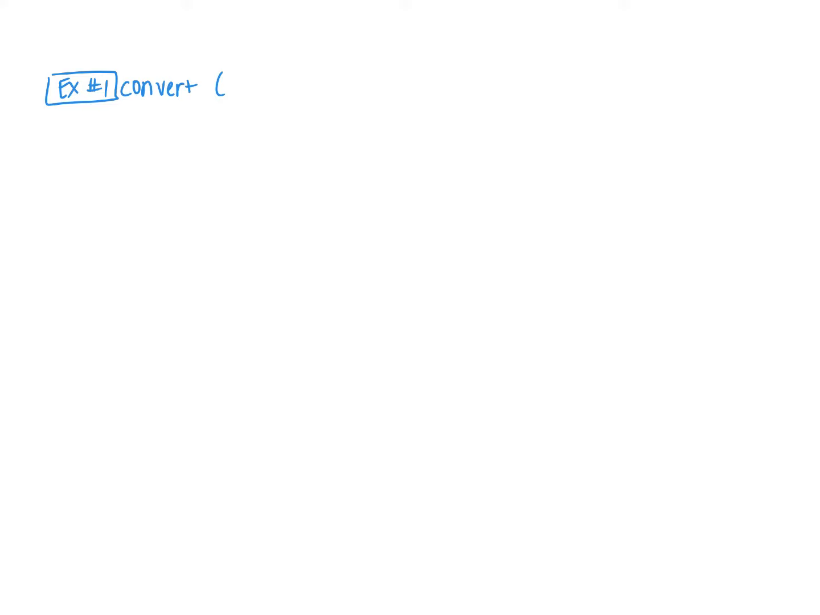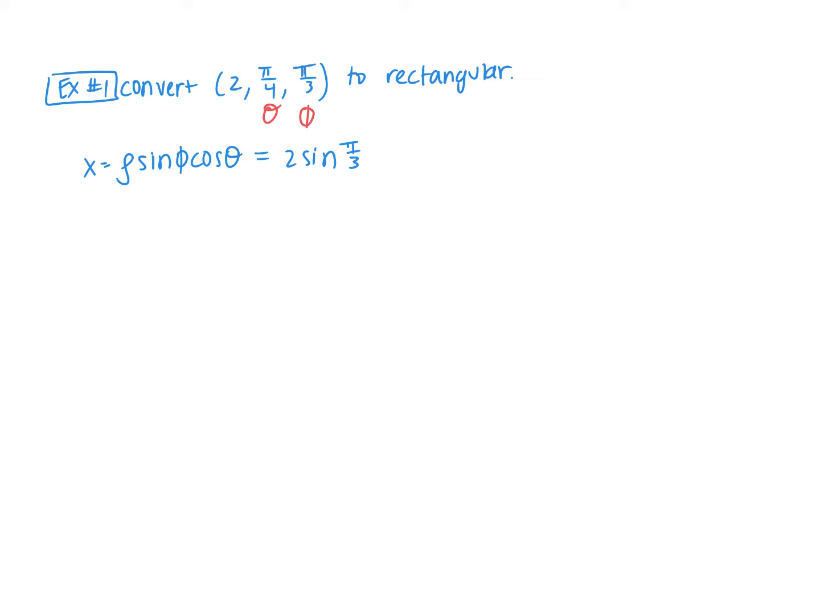Okay, so first example. We are going to convert the point 2, pi over 4, pi over 3 to rectangular coordinates. Before we do that, remember that pi over 4 is theta and pi over 3 is phi. So our x we wrote down is rho sine of phi cosine of theta. That gives us 2 sine of pi over 3 cosine of pi over 4. So that's 2 times root 3 over 2 times 1 over root 2, which gives us the square root of 3/2.